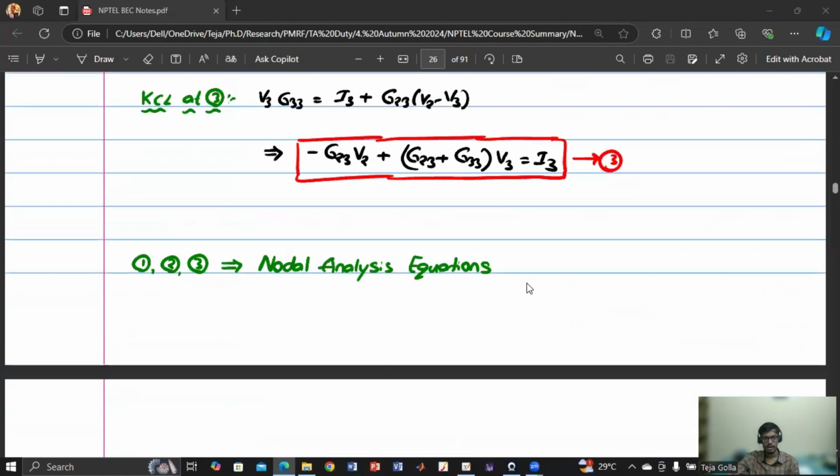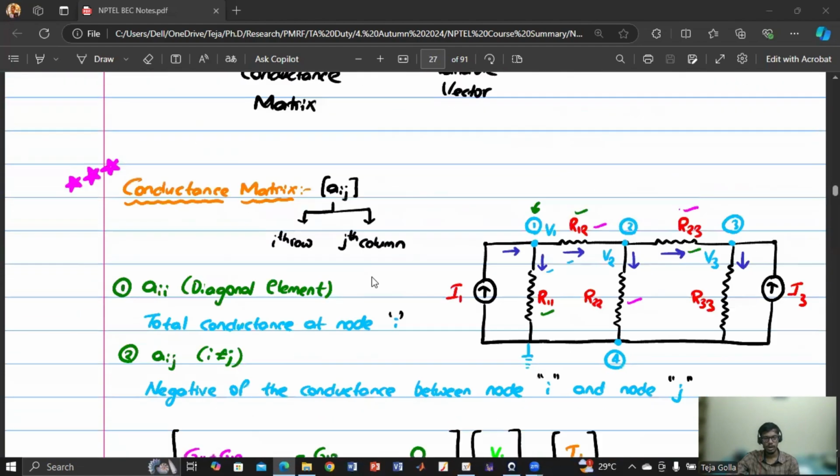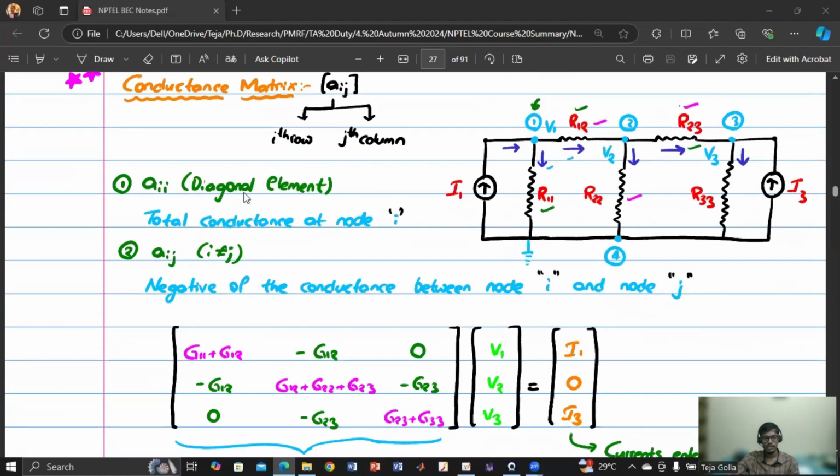Why are we getting 2 sources? Because we have only 2 sources, I1 and I3 here. Now, the conductance matrix can also be written directly by looking at the circuit. How? The diagonal element is the total conductance at node i. So the total conductance at node 1 is G11 plus G12, and similarly at node 2 it is G12 plus G22 plus G23. Similarly, at node 3, it is G23 plus G33. And Aij will be the negative of the conductance between node i and node j. Say I want A12. A12 is the negative of the conductance between node 1 and node 2. It is G12, so minus G12.